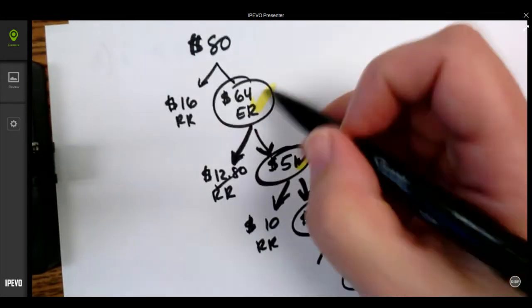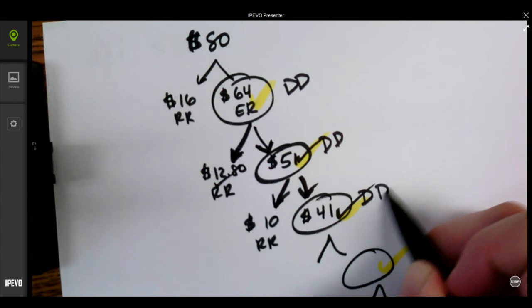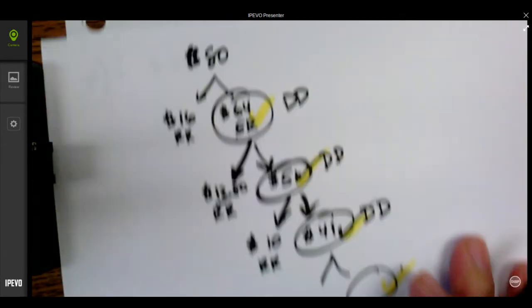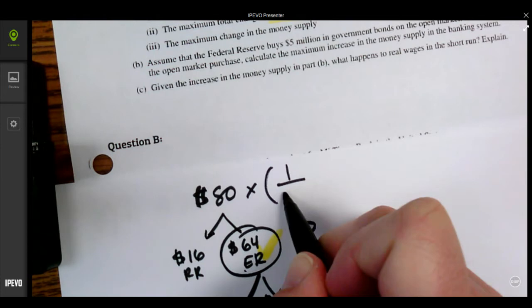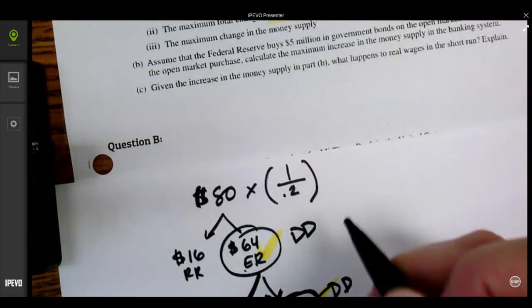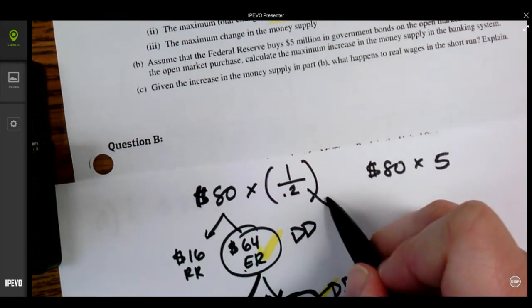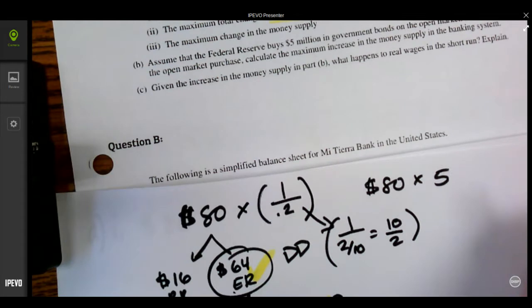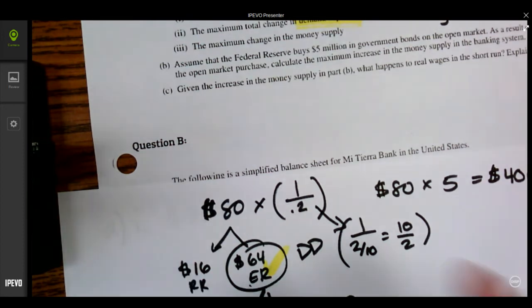Every time the money gets redeposited, that's technically a demand deposit, and I'm just going to write DD next to it. Luckily, we have a formula that can expedite the process. Instead of adding all of these things up, we can just take this $80 and multiply it by the money multiplier. The money multiplier is 1 over the reserve requirement. In this case, it's 1 over 0.2. That's really the same as saying $80 times 5. 1 over 2/10 is the same as 10 over 2, in case you're forgetting how I did that. And 80 times 5 equals $400.